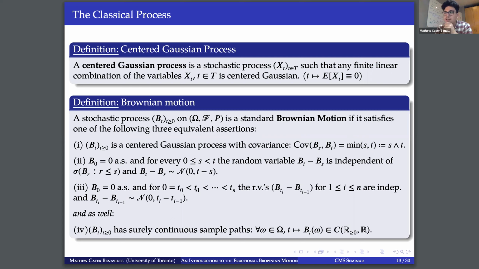Okay, and the last condition is that it has surely or almost surely continuous sample paths. And what we mean by sample path is fixing a given set of random data, if you like, and then considering the function as we vary time with it, right?